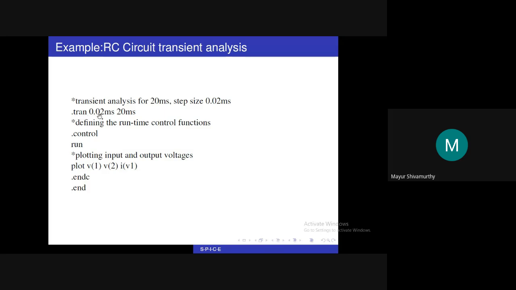So it's 0.02 millisecond. That is my step size, and the stop time is 20 millisecond. Then we'll plot the voltage. That is, plot V(1), V(2), the voltage on node 1 and node 2, and the current through the voltage source V1. Okay, this is .endc. So .control must end with .endc, followed by .end.